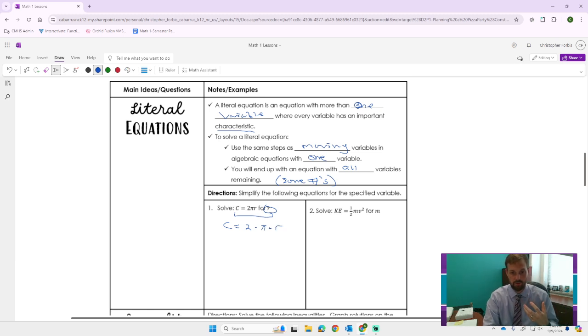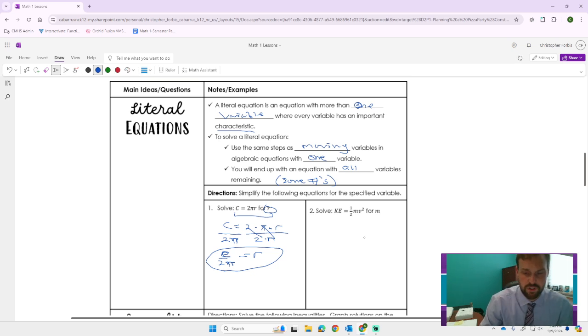So how do I get rid of r? Well, if I'm multiplying by 2 and pi, I'm going to divide both sides by 2 and pi. So those go bye-bye. Whatever I do on the right side, I would do on the left side. So r equals c over 2 pi, and that's my answer. I always write pi's as n for some reason. I don't know why. There you go.